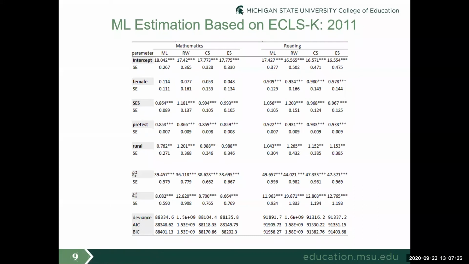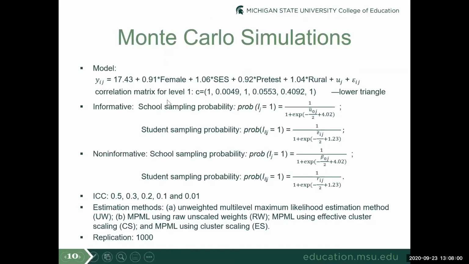So the simulation design mimics the empirical data design, ECLS-K, the Early Childhood Longitudinal Study of Kindergarten 2011. So the true values of the parameters used in the simulation are obtained from this empirical data set using maximum likelihood estimation. So I use the values here for reading in the simulation design. The data are generated using this equation.